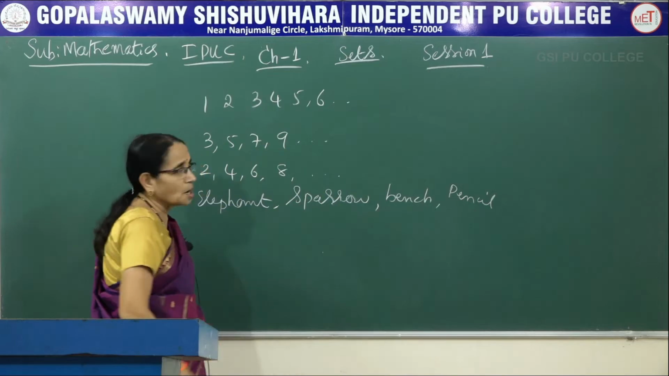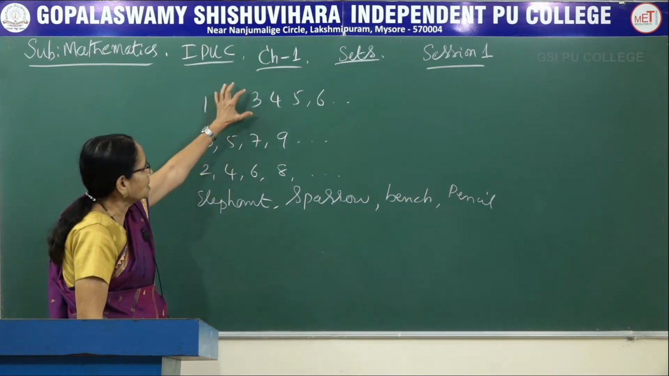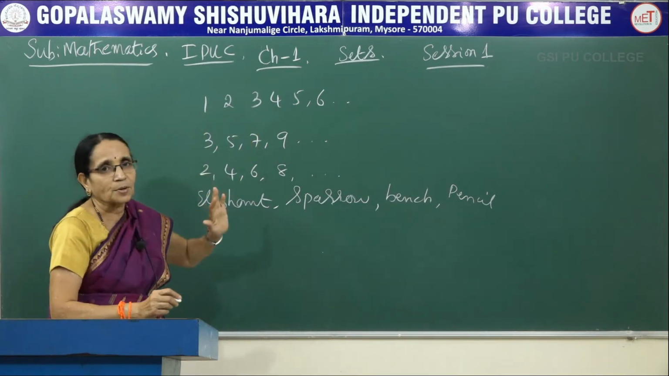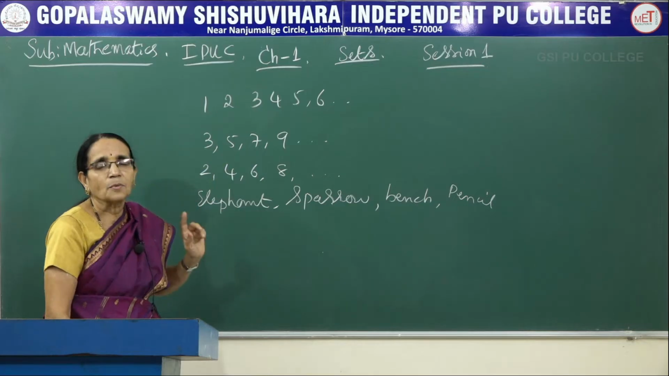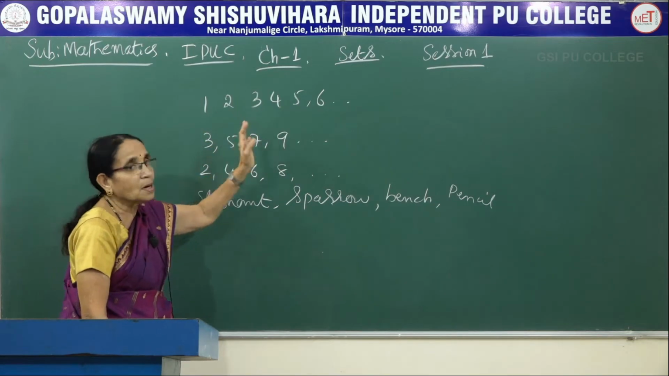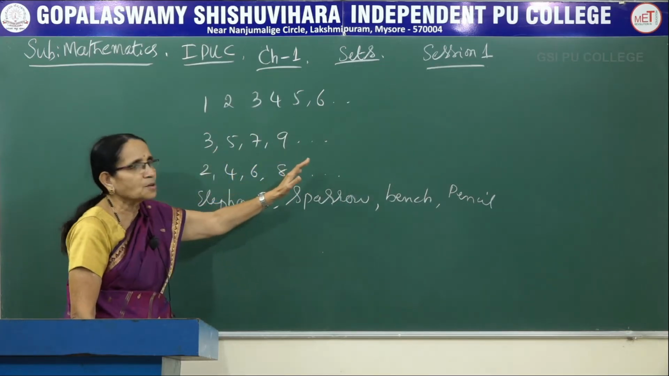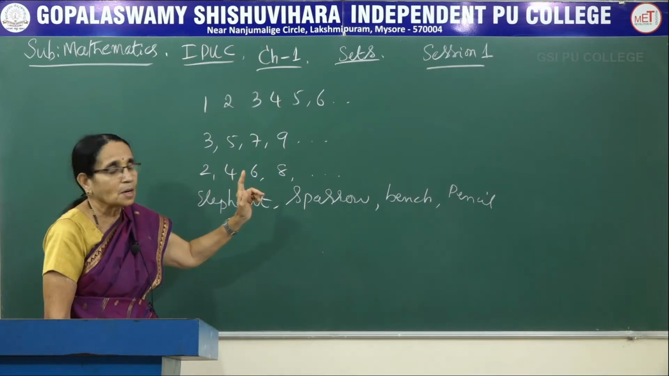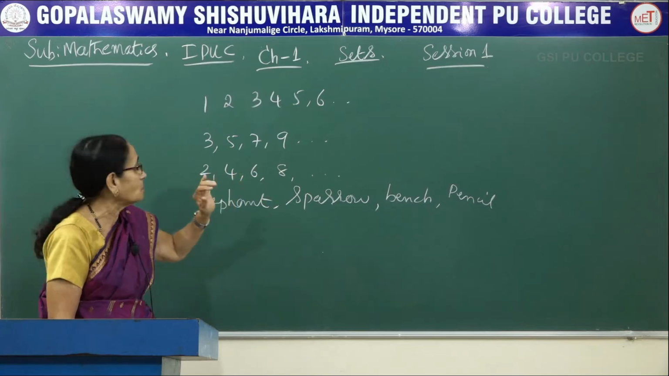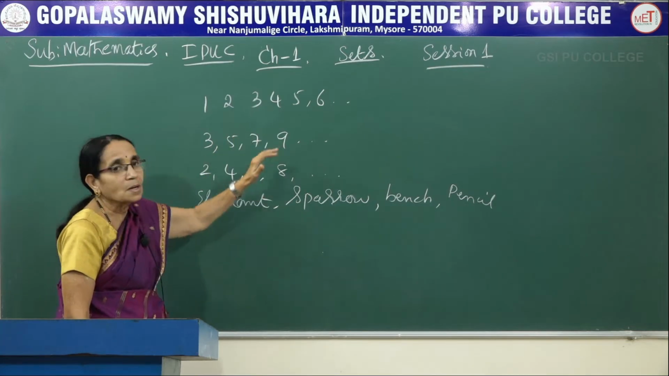Now, you just observe, these are all collections. I have collected some quantities here. You can see 1, 2, 3, 4, 5, 6. What type of numbers are they? We call them natural numbers, and all of them are natural numbers. Come to this one, 3, 5, 7, 9, etc. What type of numbers are they? Odd numbers. What are 2, 4, 6, 8? They are even numbers. So, these are all odd numbers, these are all even numbers, these are all natural numbers.